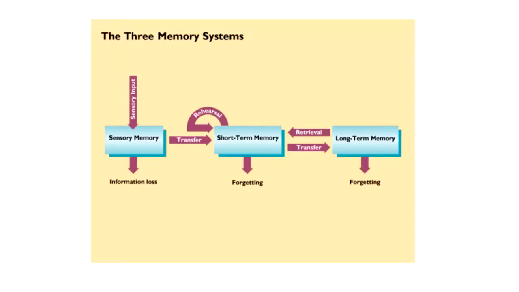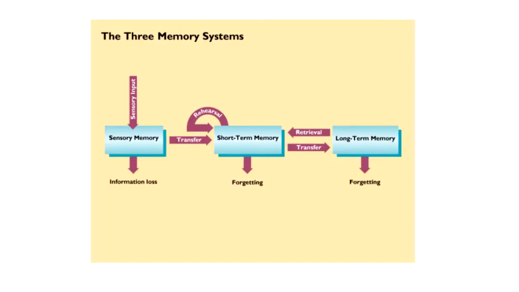A very small amount of it, though, is lucky enough to get transferred over to the next step in the assembly line, and that's short-term memory. All right, so short-term memory is a limited capacity store. It can only hold a little bit of information that you're actively working with. Now, most of what comes into short-term memory is also gone quite rapidly, but you see that little circle arrow at the top is the process known as rehearsal.